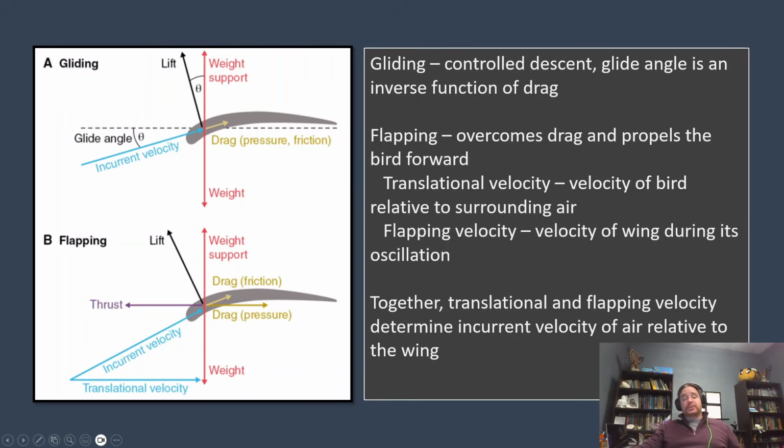And so what does all of that mean? Well, here's translational and incurrent velocity coming in. And here's what you need to take from this. When we generate lift from this incurrent velocity, and this incurrent velocity is partially a function of this flapping velocity along with the translational velocity, we get lift, and that lift has two components.